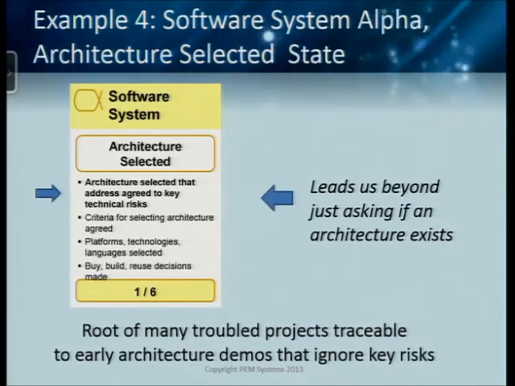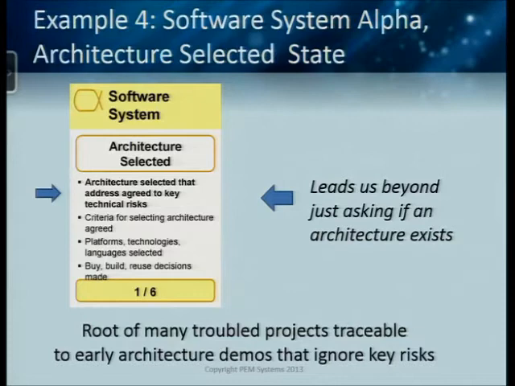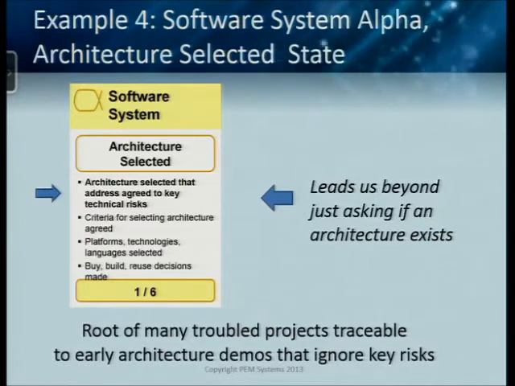Our software system, one of the early states, is architecture selected. The root of many troubled projects is, we get out there and we're trying to sell to the customer that, yeah, we're doing well. We're going to give an early demonstration. And there's this inclination to demonstrate what looks good rather than what's the essence of what we need in this architecture to address the risks so that we really get to the end goal. So here, not just check the box, do I have an architecture, but architecture selected that addresses agreed to, there's that phrase, key technical risks.